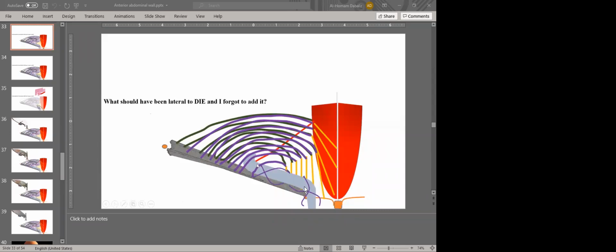I don't remember the exact name of the nerve. I think it's the ilioinguinal nerve, maybe. The genital branch, I think. Or the testicular nerve, one of them. So it has that nerve, it has lymphatics, it has vessels, and it has the vas deferens, which is the duct that is sending the sperm towards your urethra. All of these are contained in your spermatic cord, if you're a male, of course.